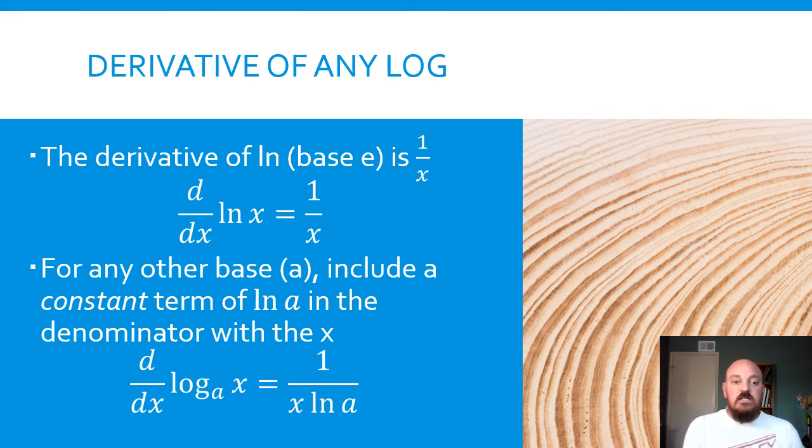So here's our quick summary again, and this is kind of what I just said in words. The derivative of natural log x is just 1 over x. The derivative of any other log, you still get that 1 over x, but you have the extra constant here, that natural log a that gets multiplied into the denominator with the x. So let's see how this one works out.